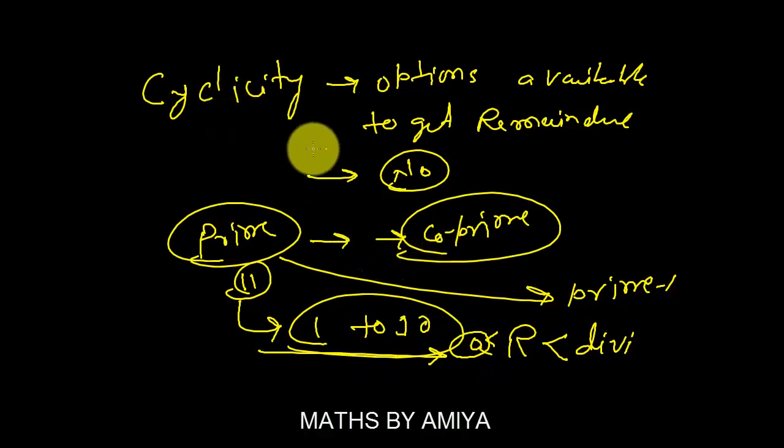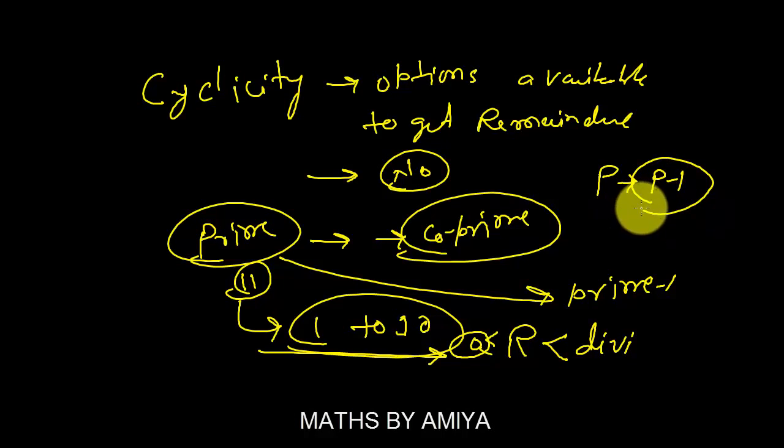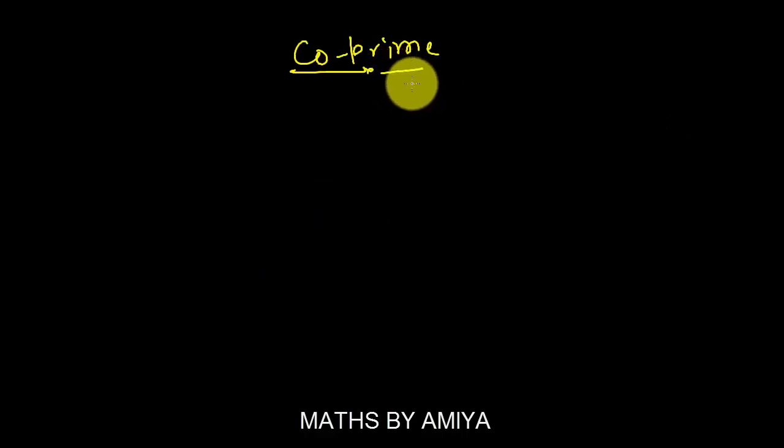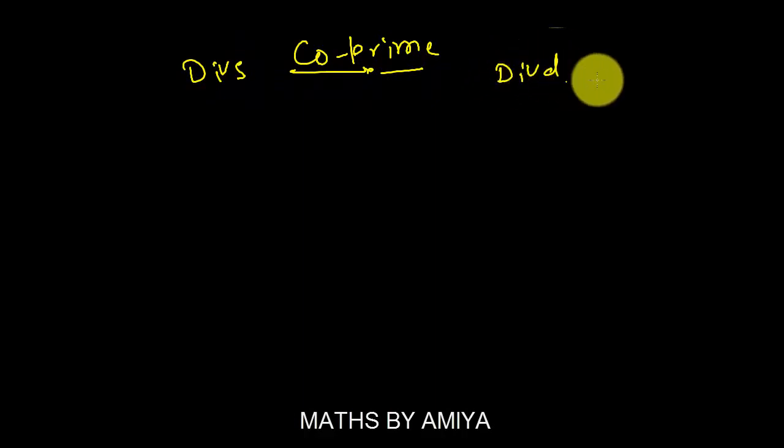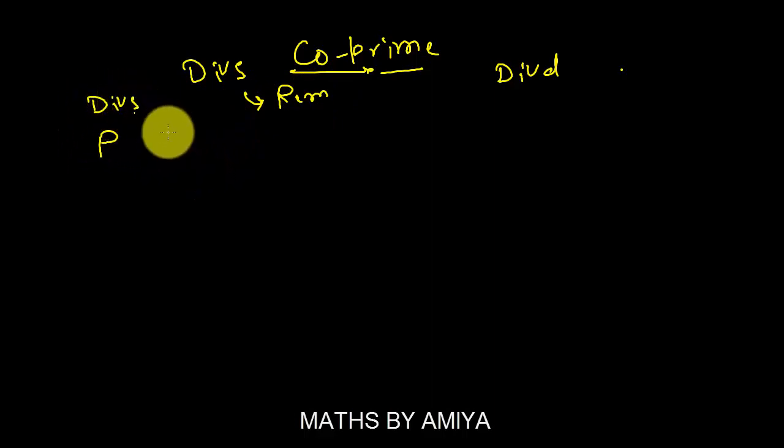The first thing you should know, when we have a prime number, the cyclicity is prime minus 1, which is nothing but the Euler. Do not confuse cyclicity with the Euler. Cyclicity is the number of options available for the remainder, and the Euler is the number of co-primes. In the case of prime, both are the same. So we are working in the condition when the divisor and dividend are both co-prime, so our remainder should also be co-prime to the divisor. The first one is, if your divisor is prime, then the cyclicity is nothing but prime minus 1. I hope it is clear.